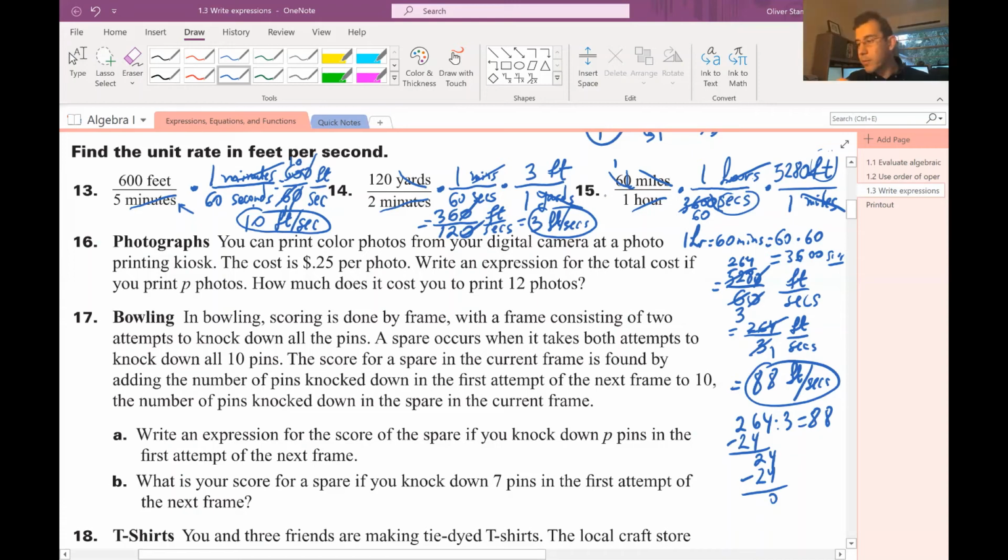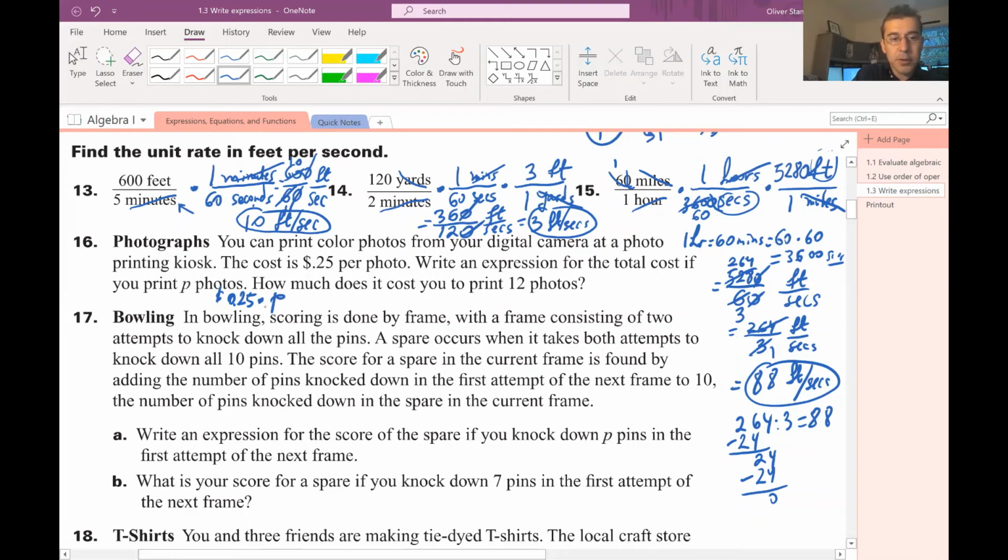Okay, and we have 3 more problems. Next one is photographs. You can print color photos from your digital camera at a photo printing kiosk. The cost is 25 cents per photo. Write an expression for the total cost if you print P photos. So the cost is 25 cents per one photo. You have P photos, so it could be 2, 3, 5, 10. We don't know yet. So we just have to multiply the cost, which is $0.25, times P, or the number of photos.